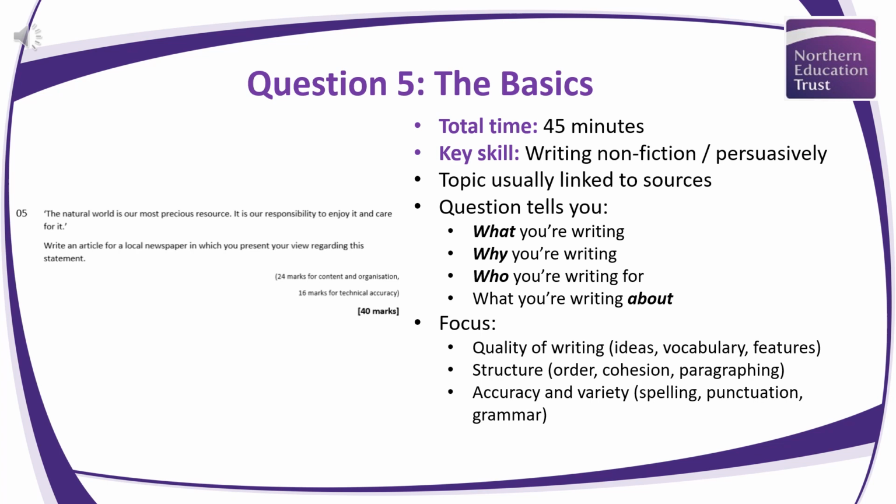Now, by the time you come to this question, you should already have read both sources and answered questions 1, 2, 3 and 4. Now section B is the writing section, and for this paper it's about your ability to write non-fiction texts, and in particular your persuasive writing. The topic for the section is usually loosely the same thing that the two sources have been about, so you can get some ideas from there if useful.